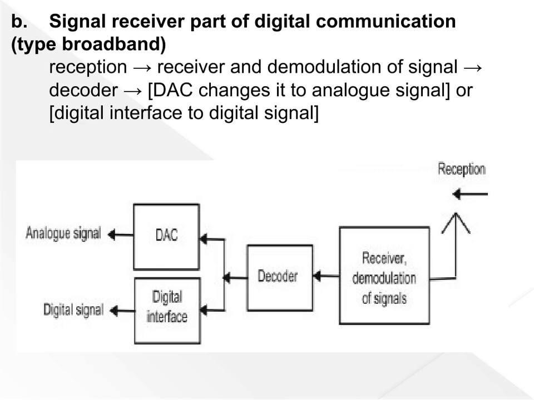Understanding this chain, from reception through demodulation, decoding, and finally to either analog or digital output, is fundamental to grasping how broadband digital communication systems effectively transmit and receive data. This process ensures that the information arrives accurately and in the right format for subsequent use.